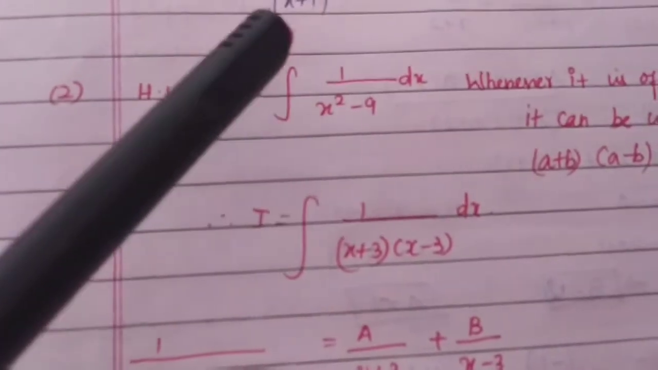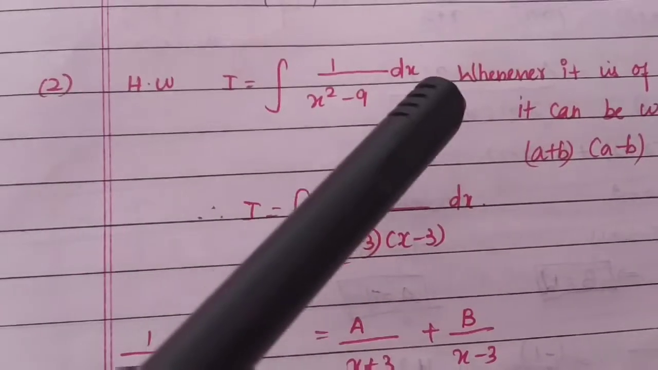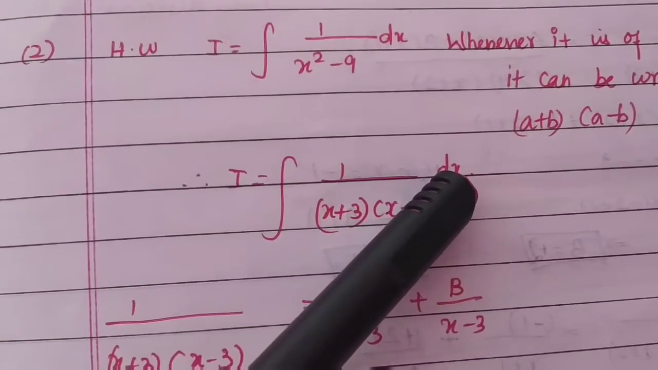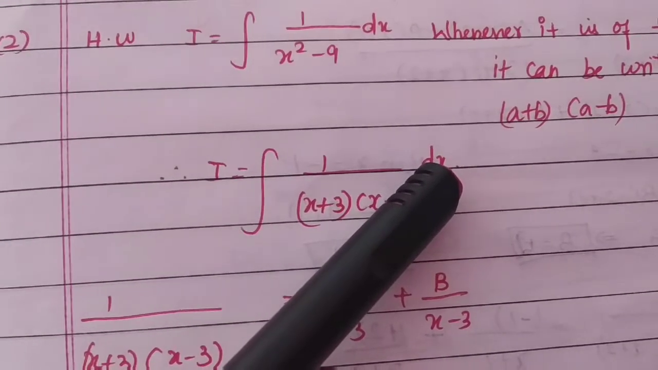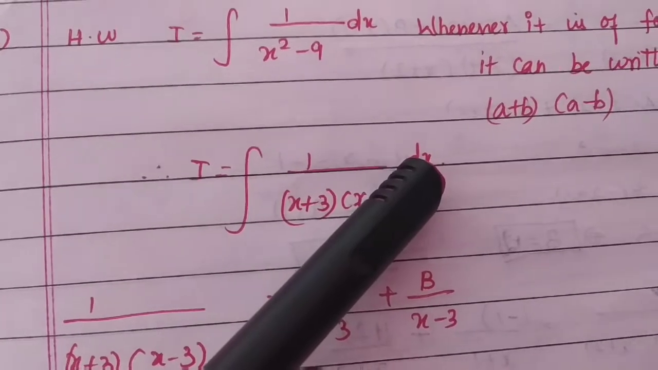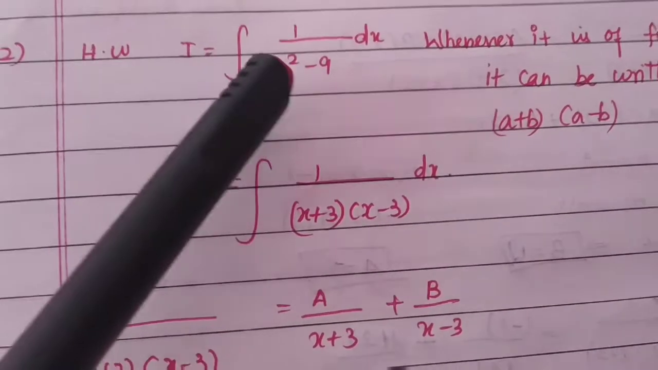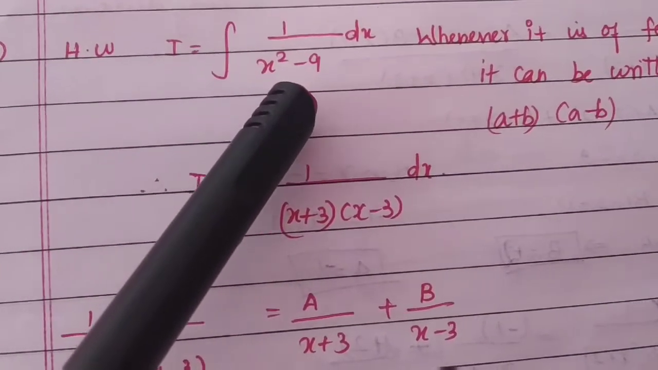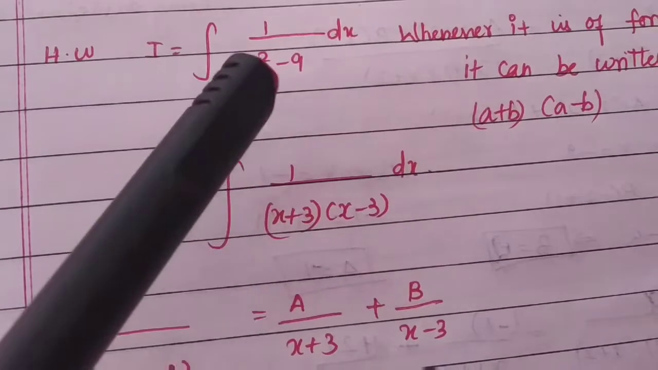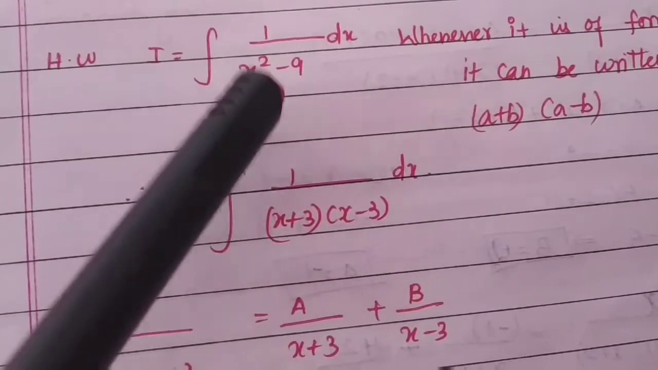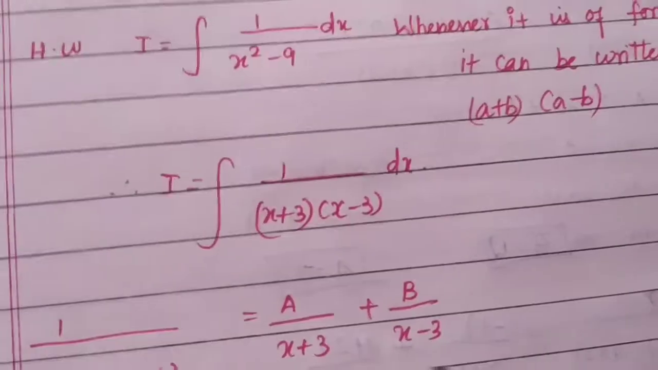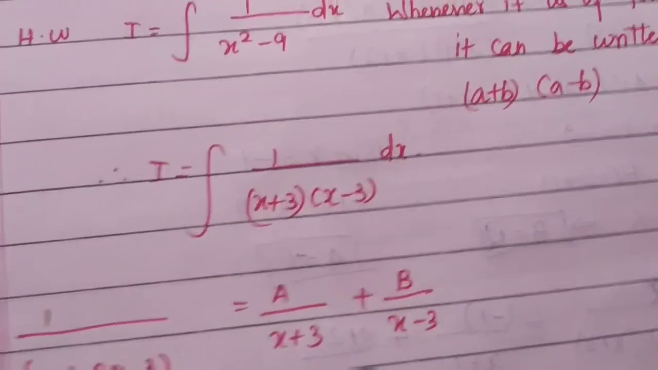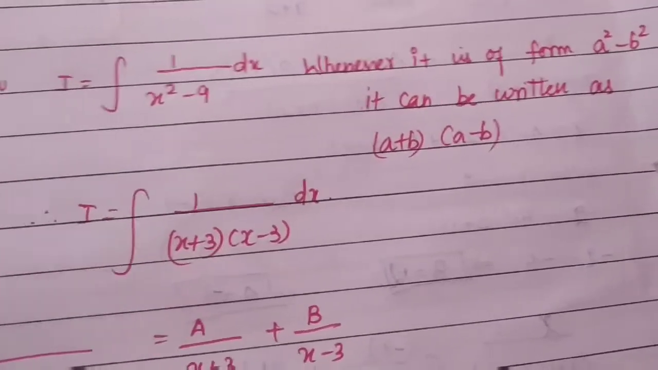Integral I equal to integral of 1 by x squared minus 9 into dx. And one more thing you need to concentrate on here: whenever it is of the form a squared minus b squared, it can be written as (a plus b) into (a minus b). In order to confuse you, definitely they will give it like this. For this sum you may have a doubt: why can't we apply the x squared minus a squared formula? That you can also apply, but here this question is in the concept of partial fractions, so only we are applying partial fractions for this.